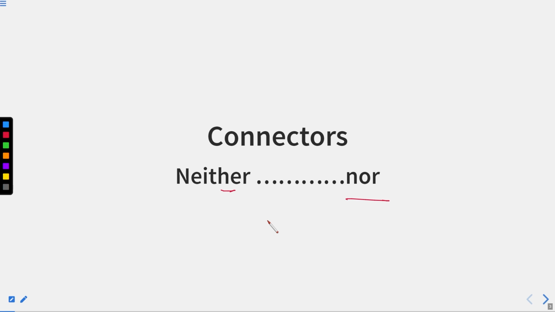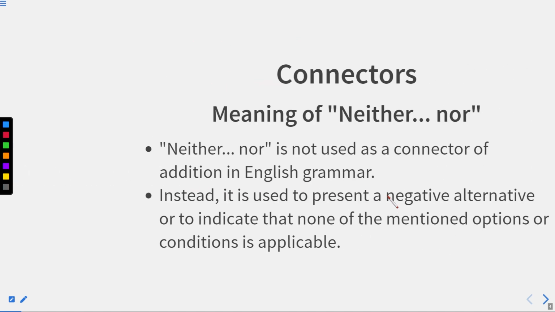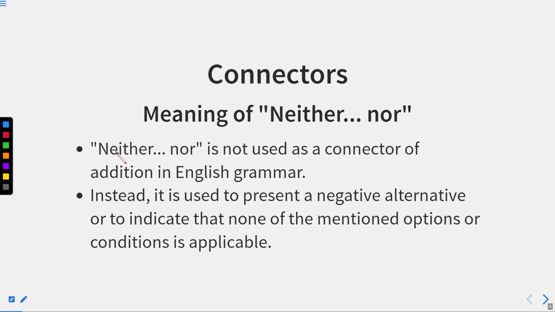Neither nor is actually a correlative conjunction, or a pair of conjunctions, that negates. It means it is used for nothing. When we have two options, but we don't want any. Suppose I have A and I have B, but I don't want any of them. I don't want A, I don't want B. I have two choices, but I don't want to make any. In that case, I will use neither nor. So first of all, we'll discuss the meaning of neither nor.